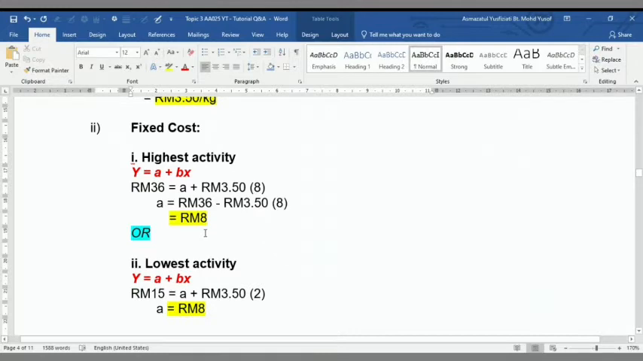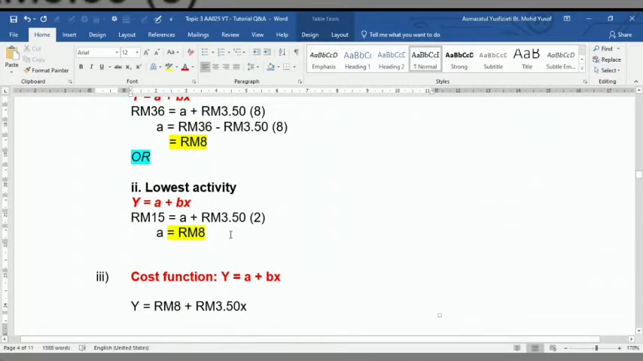Because it is the fixed cost, at whatever level it is, whether it's the highest level, the lowest level or the moderate level, you will get the same answer, that is 8 ringgit. Okay, because the characteristic of fixed cost is that the total cost is constant at all levels. Okay, so that is the answer for 2 Roman.